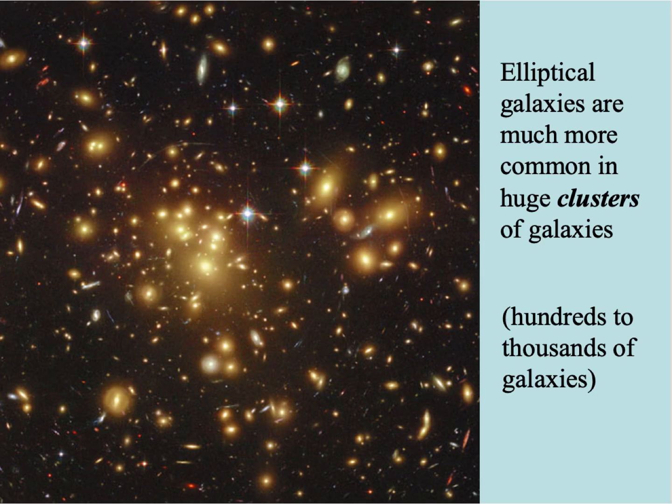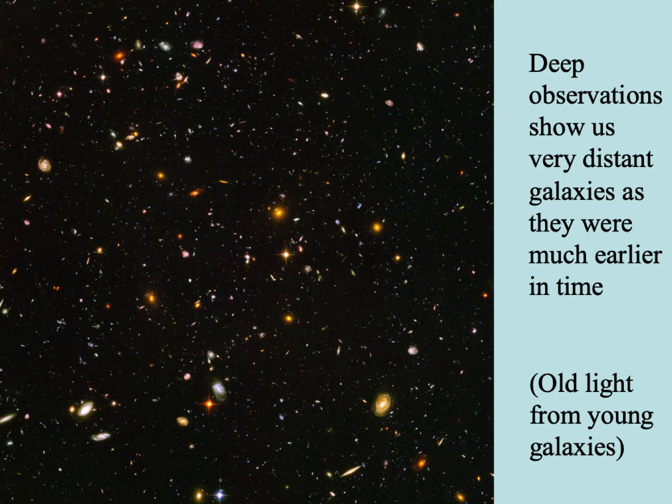While spirals are often found in small groups, ellipticals are usually found in huge clusters. Instead of dozens of galaxies that make up a group, typically hundreds or thousands of galaxies make up a cluster or a supercluster. Here we see a deep image of very distant galaxies. The farther away we're looking, the farther back in time we're seeing. This is a picture showing how the universe looked very long ago.